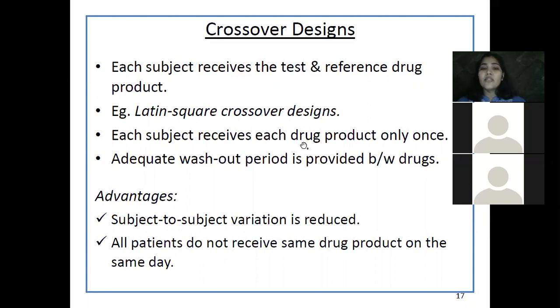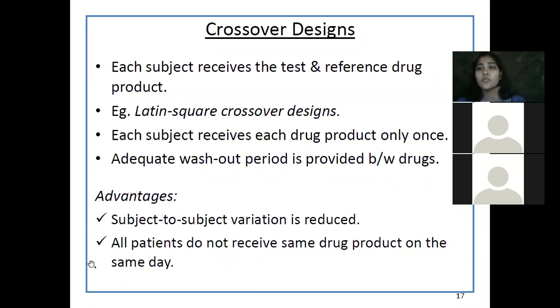Each subject receives each drug product only once. An adequate washout period is provided between the drugs. Advantages: subject-to-subject variation is reduced. All patients do not receive the same drug product on the same day. So that is also one advantage.